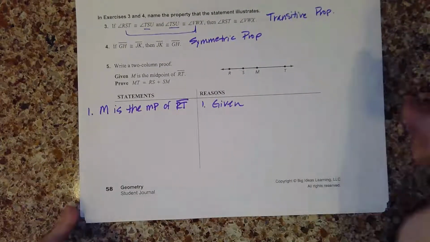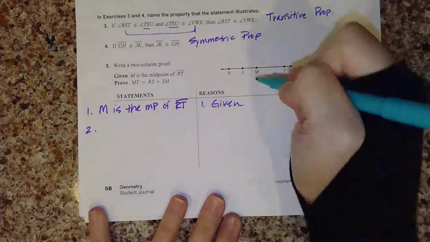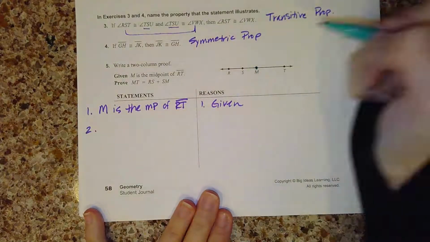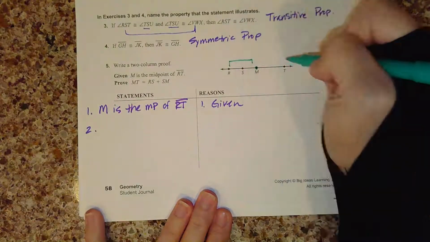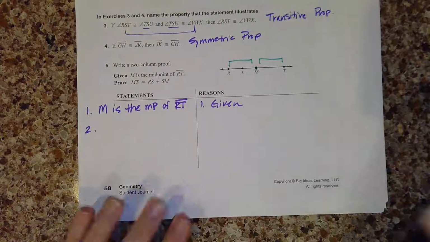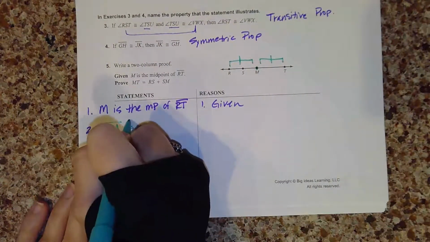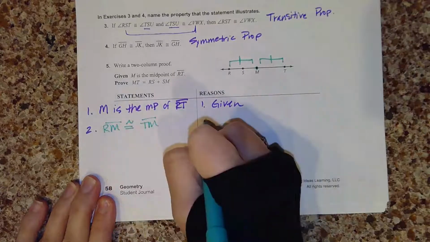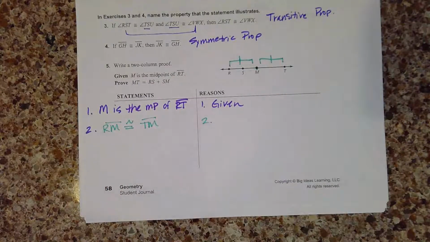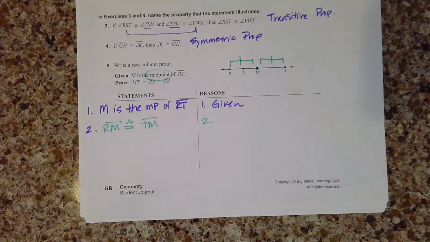All right, that's all we're given. What do we do next? Well, if M is the midpoint of RT, what do we know about RM and TM? If M is the midpoint, then those two pieces have to be equal, or in other words, congruent. So I'm going to say RM is congruent to TM. How do I know that? Why do I know those two pieces were congruent? We use the word midpoint in our given. You have to use the words definition of midpoint as one of your reasons.